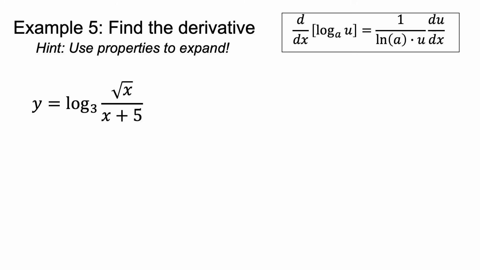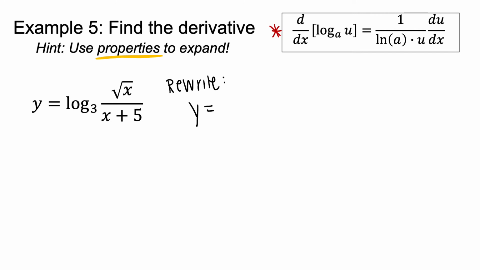Okay, in our last differentiation example, we want to find the derivative of the function y equals log base 3 of the square root of x over x plus 5. Because we have a base of 3, we know we're going to need to use our new formula from today. However, we have such a complex piece to start that we want to start by using the properties of logarithms to expand this out. So let's start by rewriting this.